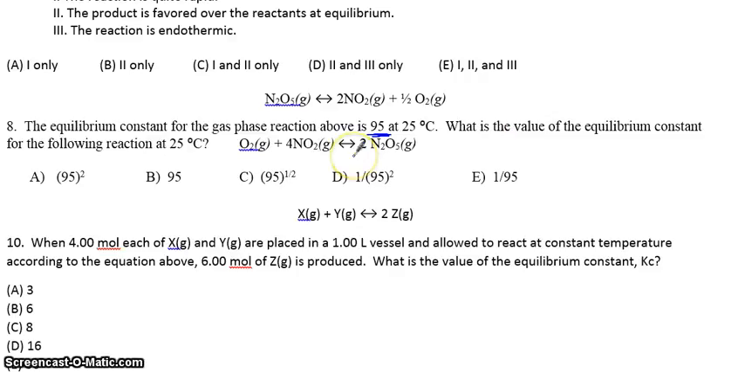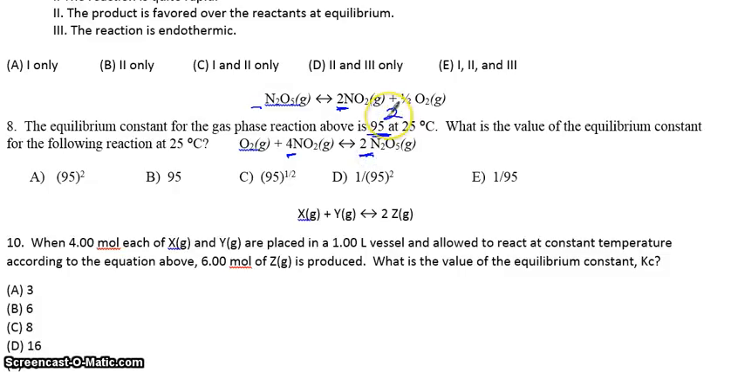So notice for this reaction, what we've done is we flipped it. Oxygen was on the right, now it's on the left. N2O5 was on the left, now it's on the right. And we've doubled it. Notice we had 2 NO2, now we have 4. We had 1 N2O5, now we have 2. So when you double the coefficients, you square your power.